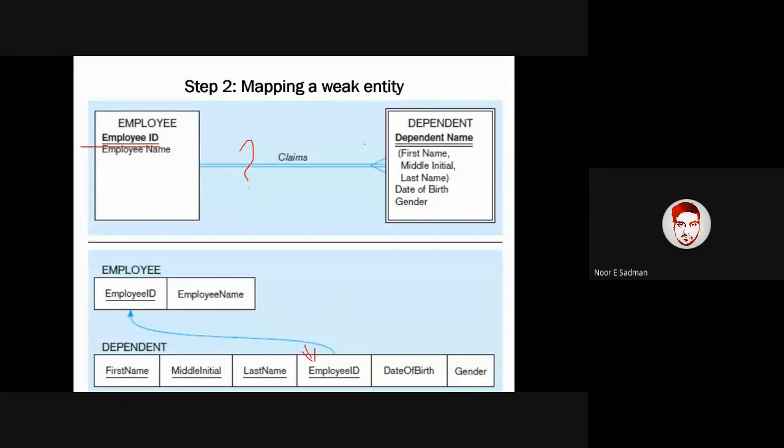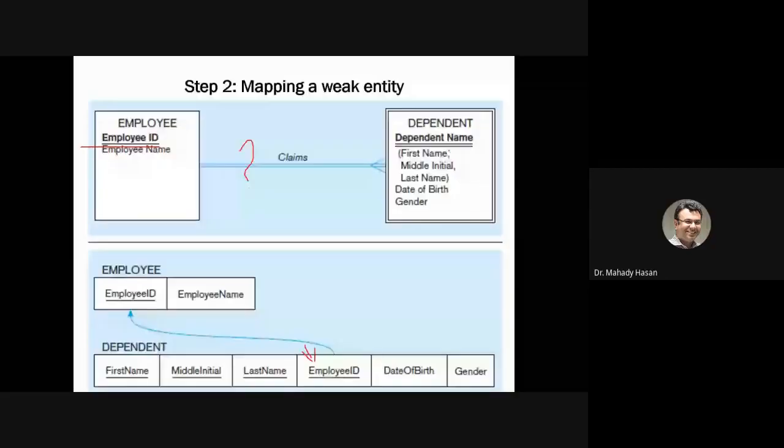So where is the partial identifier? Which one is the partial identifier? Dependent name. You identify a partial identifier by double line. So that's the reason why you have to follow the symbols very keenly. Otherwise it will be very difficult to convert the ERD into relations.